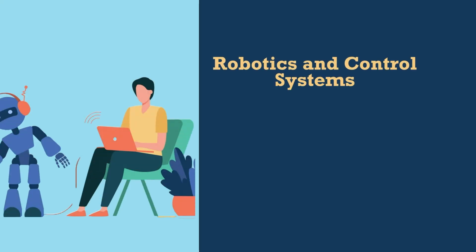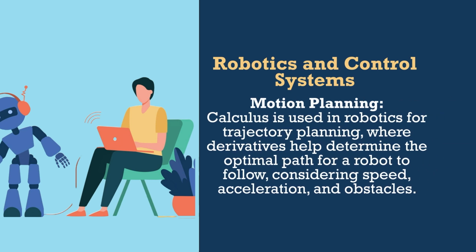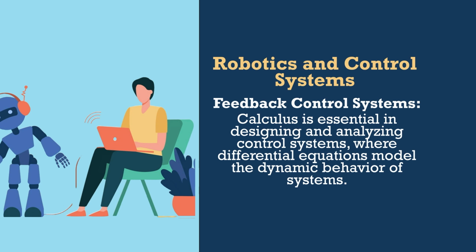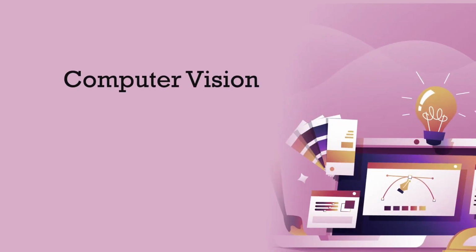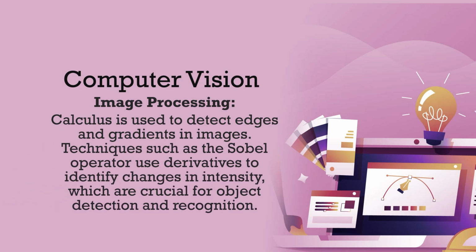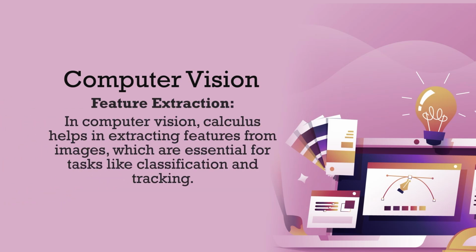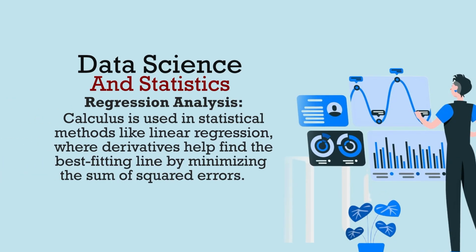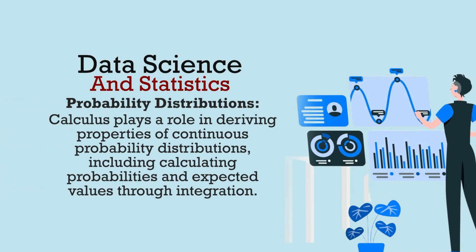So far as robotics and control systems are concerned, motion planning and feedback control systems actually rely on calculus. Nonetheless, in computer vision, we are working with the concepts of image processing or feature extraction. Again, calculus plays a very important role. In data science and statistics, regression analysis, probability distribution, classification, clustering, and many more things, there are different algorithms wherein we are working with the concepts of calculus.